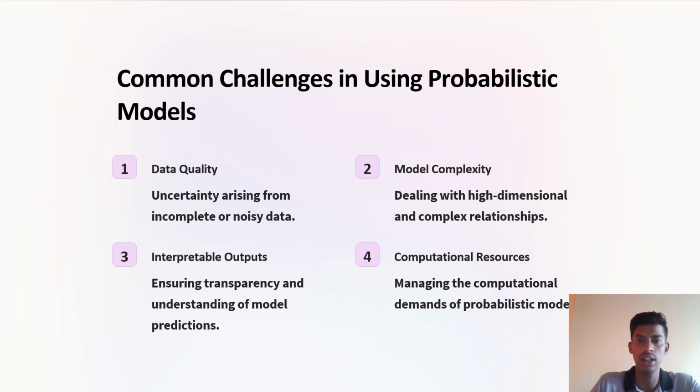The next is common challenges. The main problems are data quality: we need good data to get a perfect probability. Model complexity: high dimensional and complex relations may cause some disturbance in the probability. Also interpretable outputs, ensuring transparency and understanding of model predictions, since outputs that can't be understood can be a problem. And computational resources, managing the computational demands of probabilistic models.